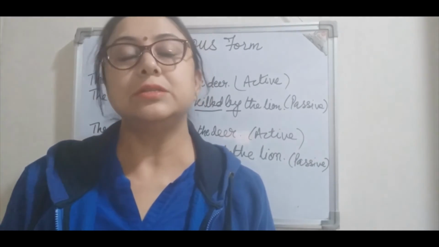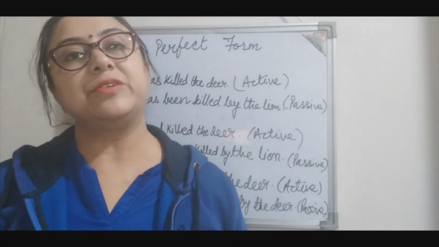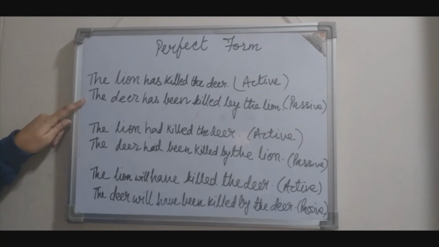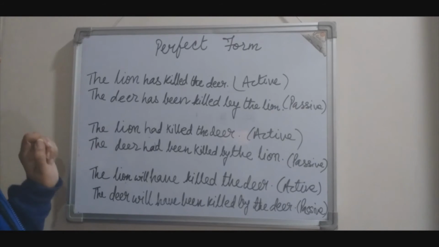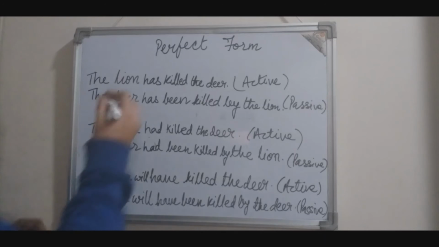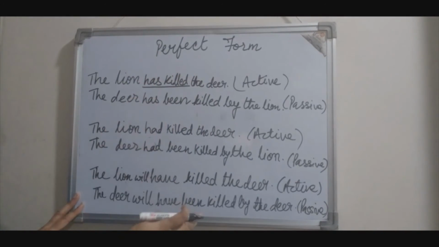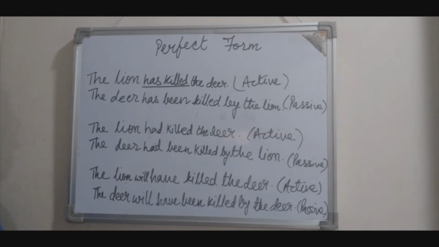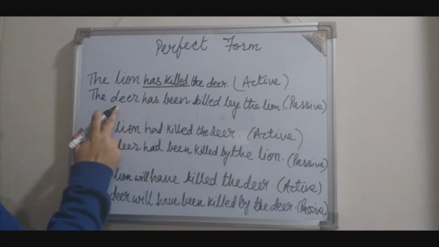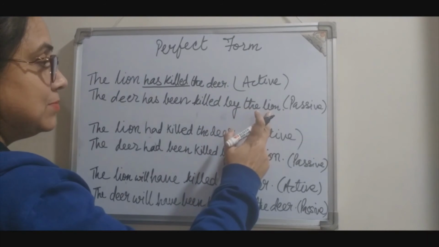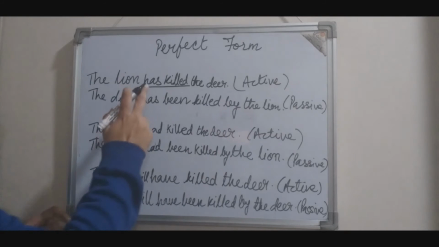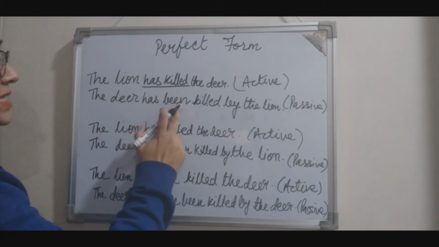Now let us move ahead to the perfect forms. The three forms of perfect tense are present perfect, past perfect, and future perfect, right? So in these sentences, let's see how to change active voice to passive voice. The lion has killed the deer. Here we see that the verb has killed is in present perfect tense. So again, let's change the sentence as per the rule. The object becomes the subject of passive voice, and the subject of active voice becomes the object of passive voice, right? And now as per rule, has killed changes to has been killed.